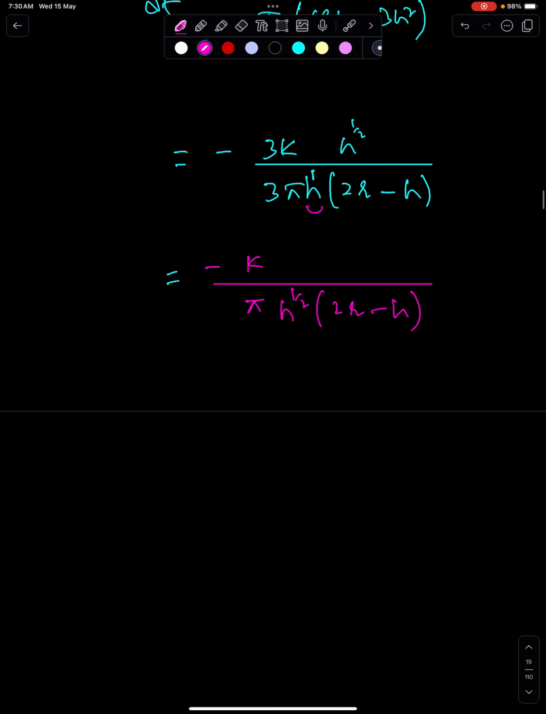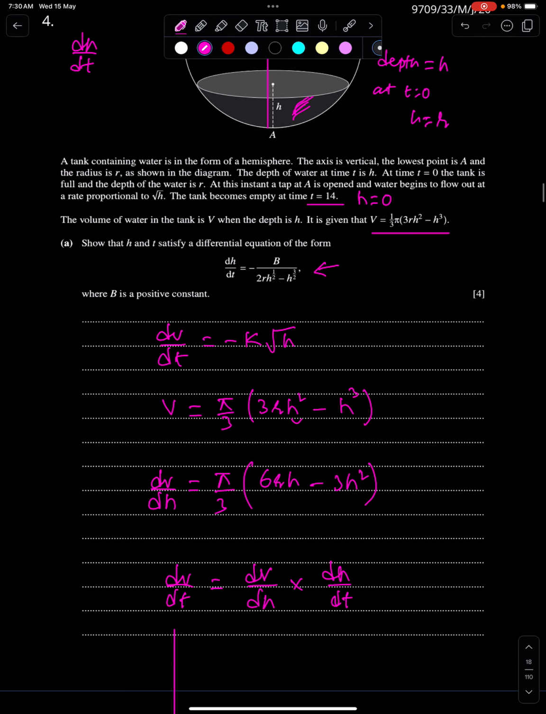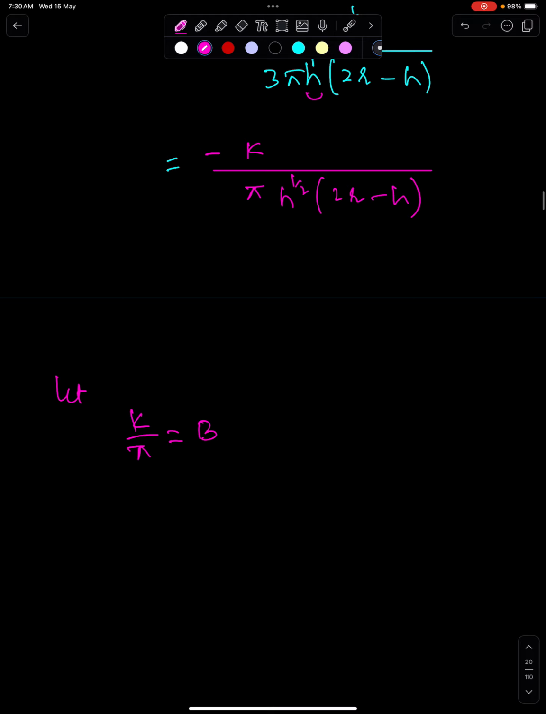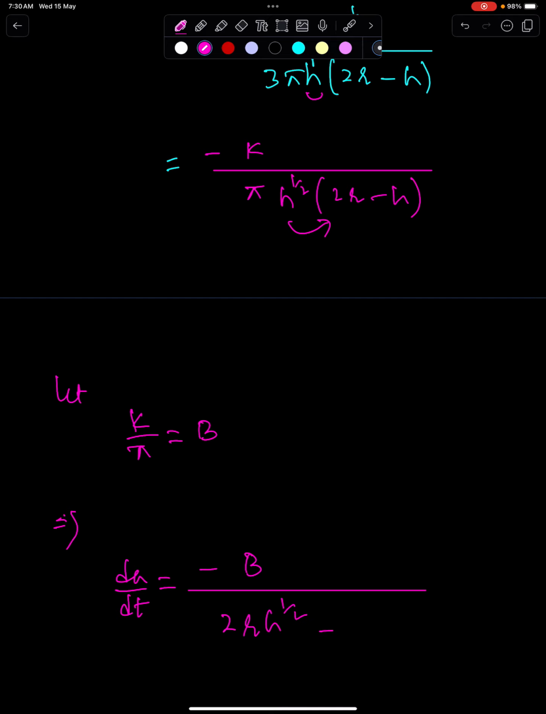Now let the constant k upon pi be capital B, because it's mentioned we have to write B here, a new constant. Therefore we have dh upon dt equals minus B, multiply h power half inside the bracket. So we have 2r h power half minus h power 3 upon 2. This is what we had to show.